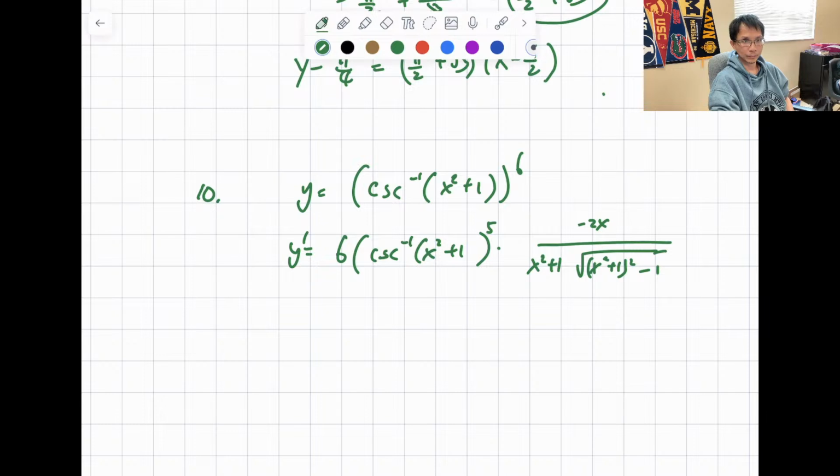Could you simplify that? No, you can't simplify that. I mean, you can, but you can say negative 12x cosecant inverse of x squared plus 1 to the 5th power. That's fine. I'm missing a parenthesis.